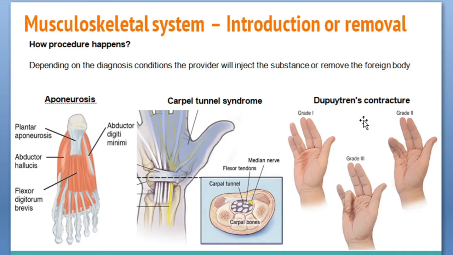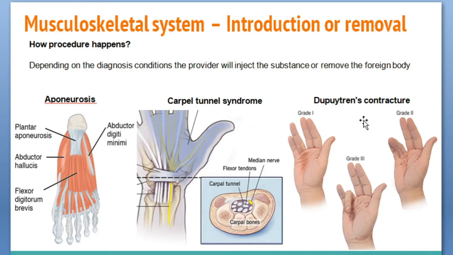And there is another disease condition, carpal tunnel syndrome. Here, the median nerve is compressed, and due to that pressure, the patient will feel numbness and weakness in the hand. So, for this condition, the physician will inject a corticosteroid, anti-inflammatory drug, or anesthetic agent into the wrist area.